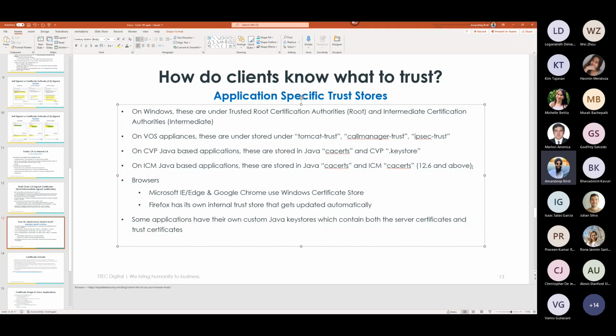Once you understand the concept behind what a root and intermediate does, then it's just a matter of doing a quick search on Google to say, how do I add root to Netscaler, right? How do I add intermediate? A root and intermediate, they're just different labels. At the end of the day, they're both certs, right? So once you know how to do one, you should, in theory, know how to do the other one.